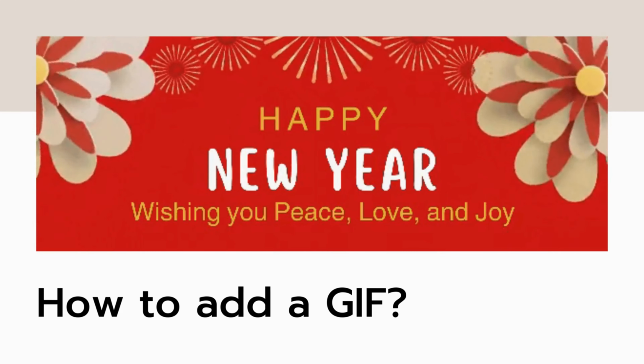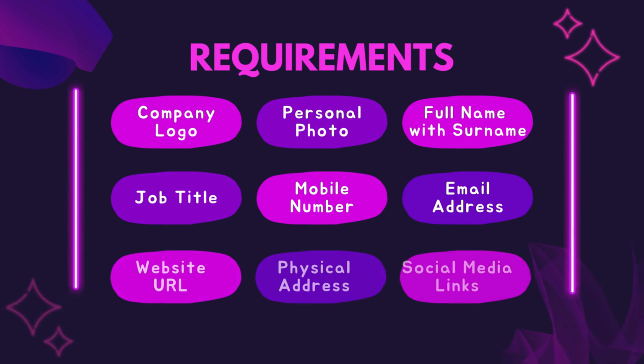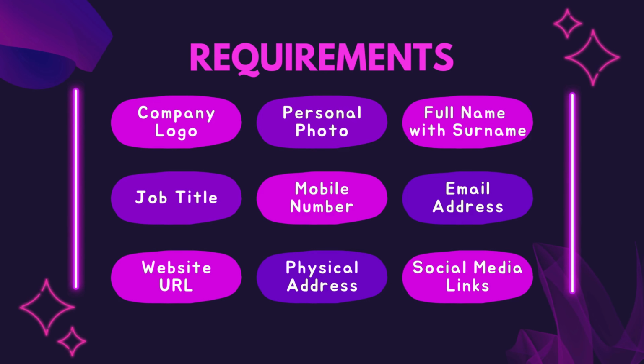Before you start creating an email signature, you should have 9 important things ready. These are your company logo, personal photo, full name with surname, job title, mobile number, email address, website URL, physical address, and social media links. Now, once you have all these 9 elements ready, we can start creating an email signature.